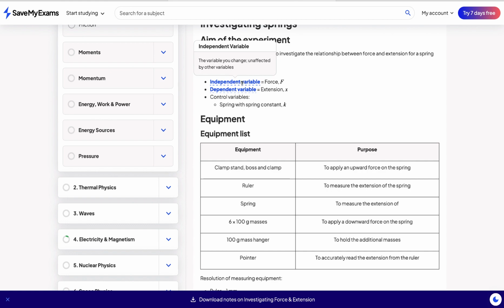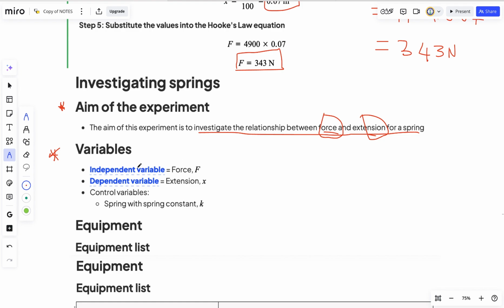Now, what is the independent variable? The independent variable is the variable you change and is unaffected by other variables. You change it, but it's not affected. A good example for this experiment is the force. We keep adding more weight. You are the one changing it. Other things are not affecting it. That's the force for this experiment.